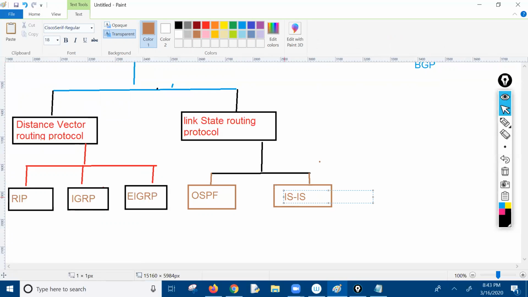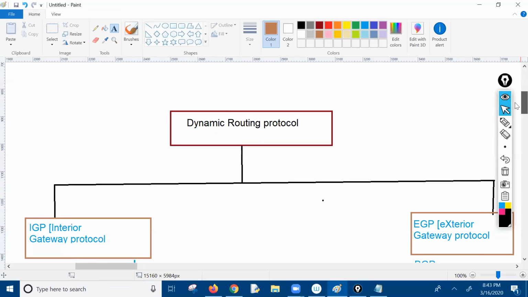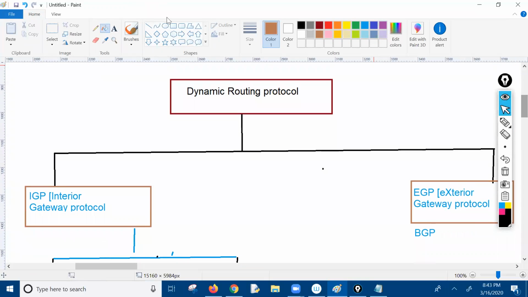Okay, so let me talk about this. I hope these two words are clear to all of you. What is the meaning of routing protocol, dynamic routing? All these words are clear to you. And IGP is also clear to you, under the company network, and EGP, between the companies.